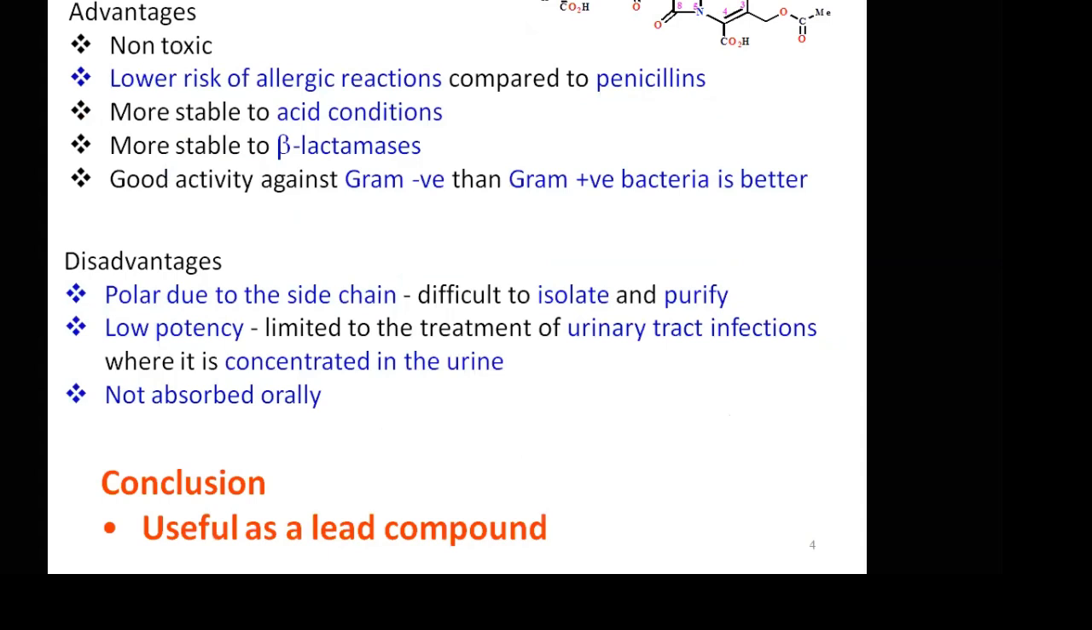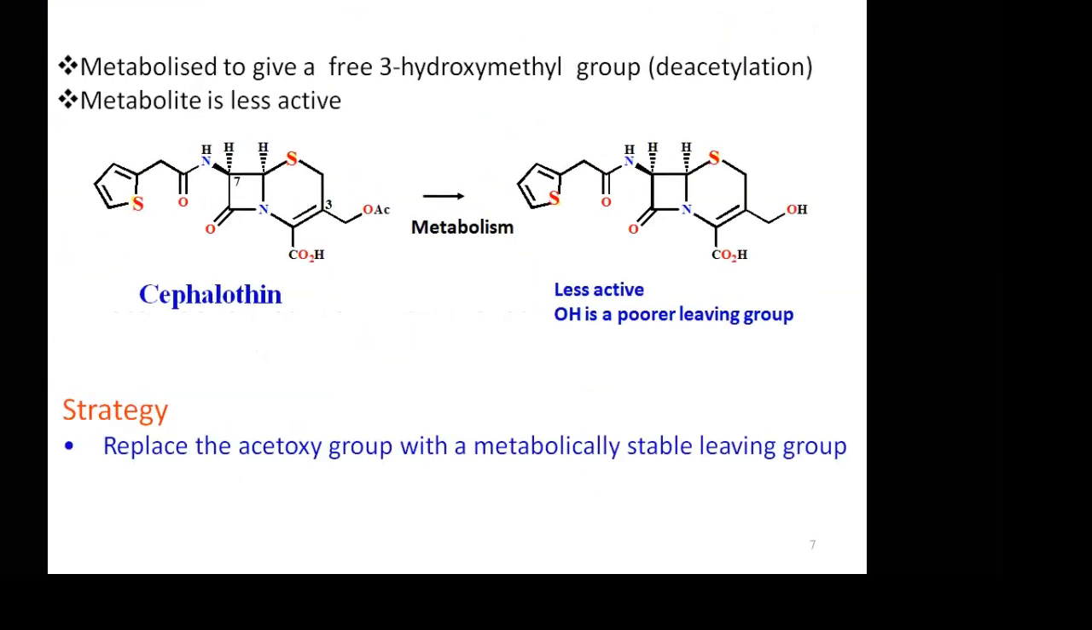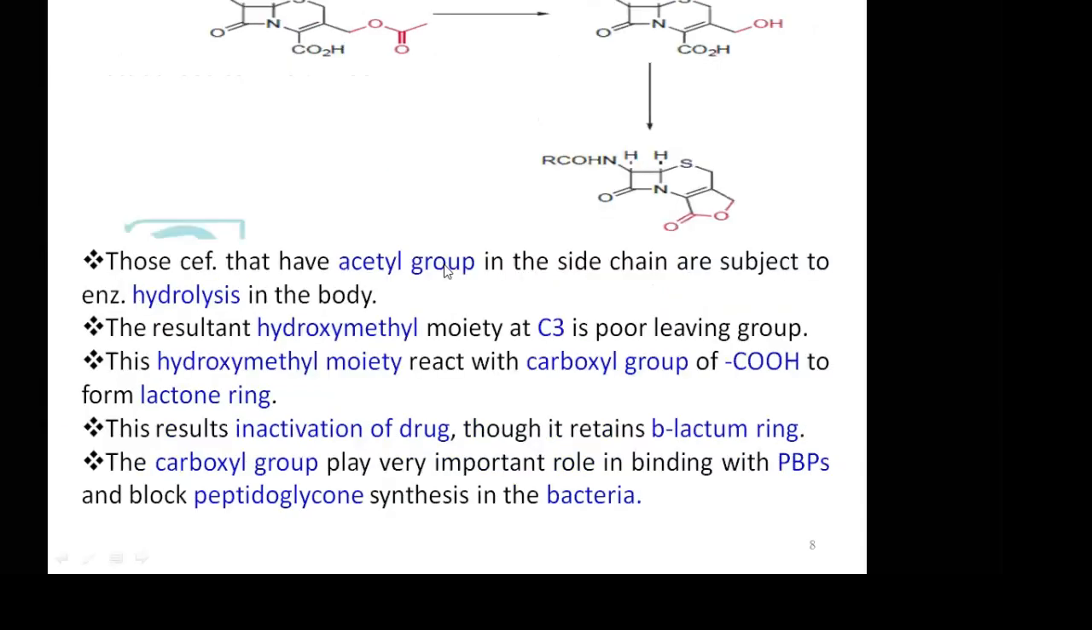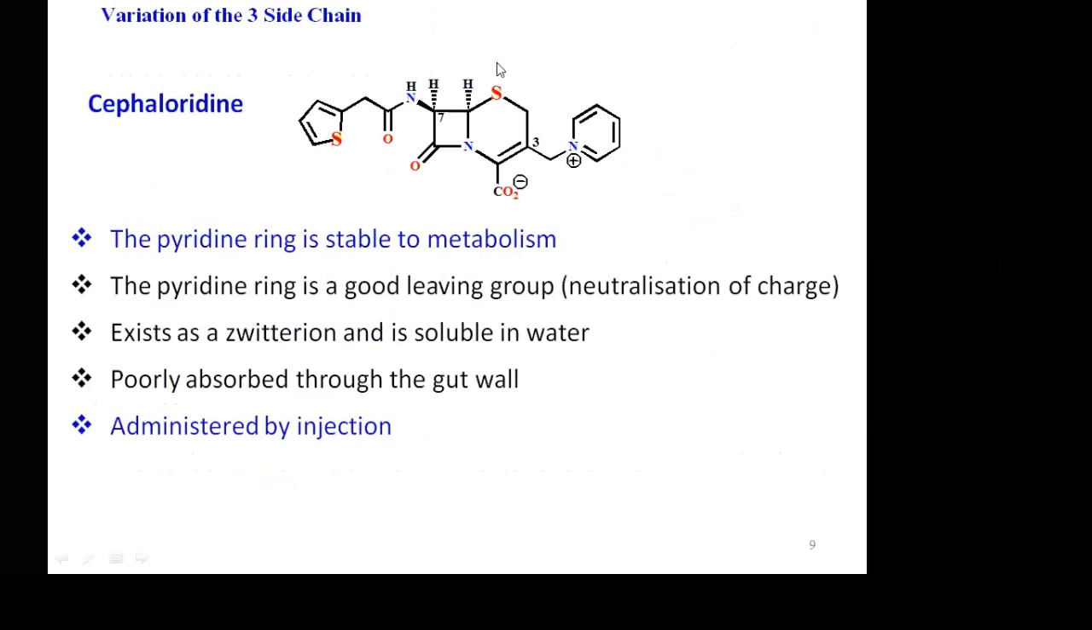Cephalosporin C, the first drug, was difficult to isolate. This was the problem with this drug. Then cefazolin was very good, but we have to give it by injection. What is the reason? It's metabolism. Then what happens is there is formation of a lactone ring. Again, I'm telling you. Then you see, the next drug is that they placed a pyridinium ion, that also resulted in a wrong outcome.